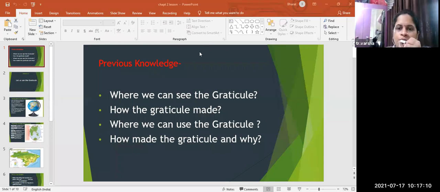How was the graticule made? How has it been made? Yes, these are the imaginary lines. And what are the lines? Parallel lines, and answers, come on, children. I got, yes, meridians, latitude and longitude. Very nice. It means you have studied the chapter and you have understood the first chapter.